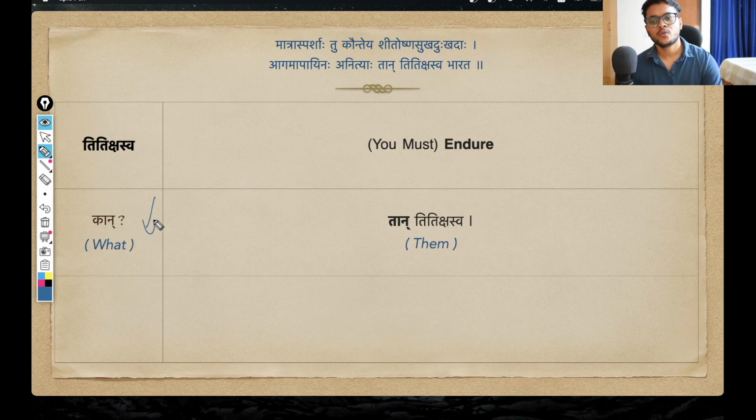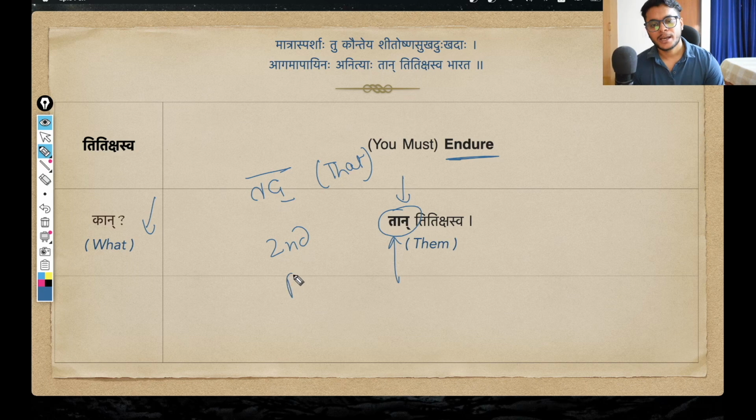And now when we move on, the obvious question is what to endure? That Arjuna, you must endure, but what? And in response, we get this pronoun, tan titikshaswa. Tan simply means that endure them. Okay, so this pronoun is obviously coming from that tat pratipadika, since this is like an object of this action, that you must endure them. So obviously it is in second word case and plural form.